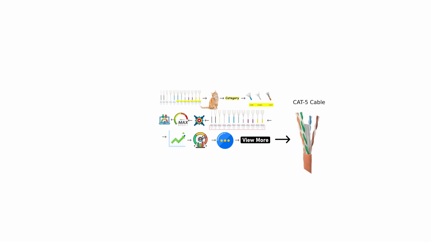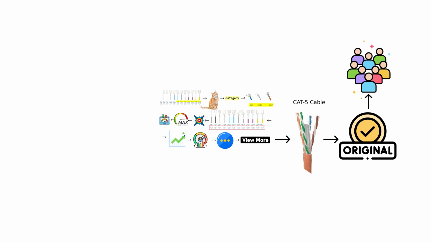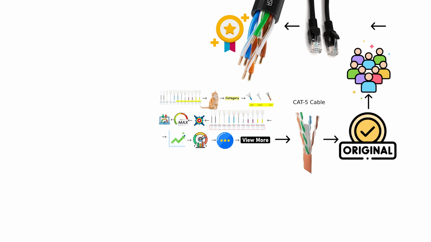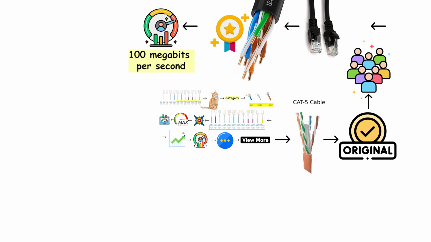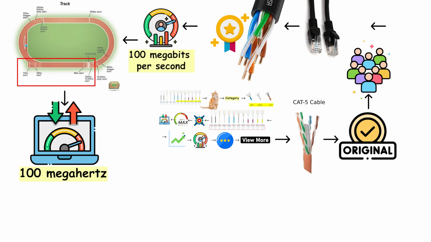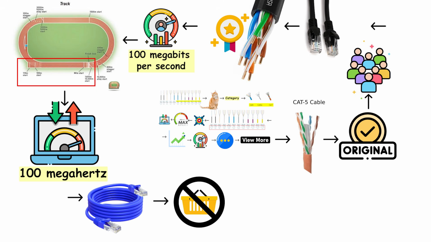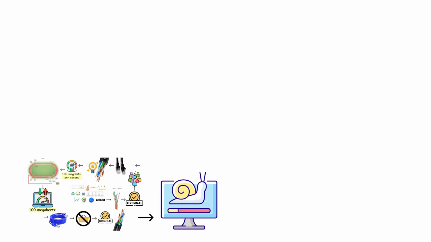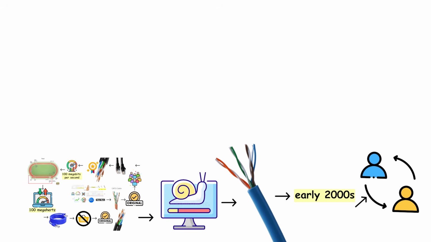Let's start with Cat 5. This is the original standard that most people think of when they hear Ethernet cable. A true Cat 5 cable is rated for speeds up to 100 megabits per second at a maximum distance of 100 meters, with a bandwidth of 100 megahertz. Here's the thing though, Cat 5 is basically obsolete. You probably can't even buy a genuine Cat 5 cable anymore because it's simply too slow for modern networks. If you have any Cat 5 cables lying around from the early 2000s, it's time to replace them.